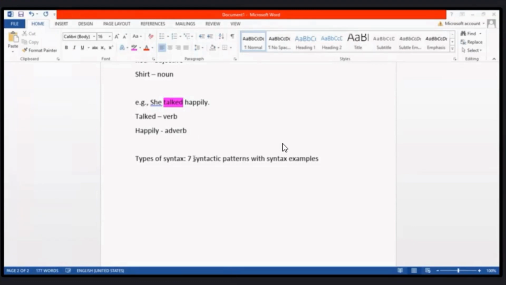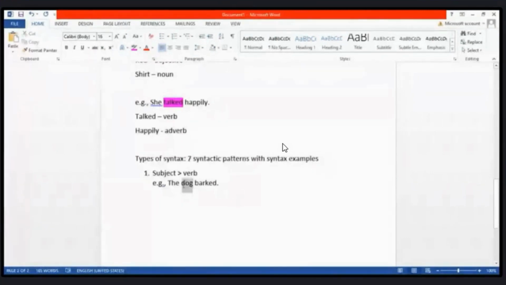All right, now what is the first syntactic pattern? What is the first pattern? Number 1 is subject followed by verb. Let's say for example, we will say the dog barked. So in this case, if you see here, the dog is the subject and barked is the verb.